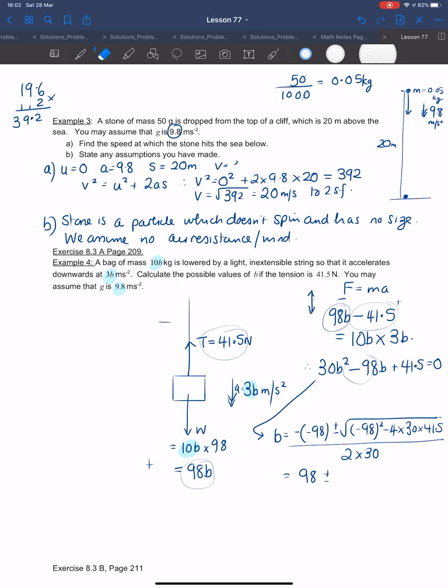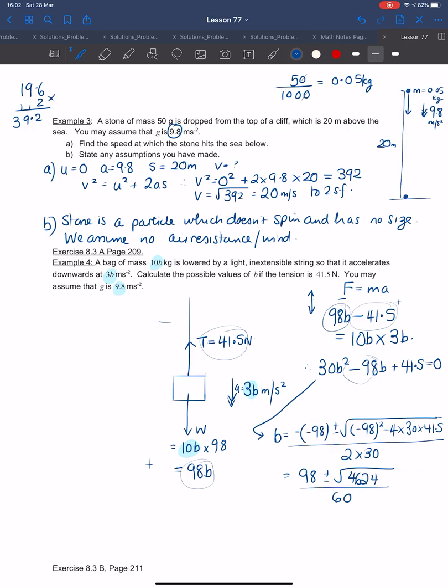4624, all divided by 60. It looks to me like there's a typo in the book here. It might not be the answer, but the way that they've set out the quadratic. So check in a minute.